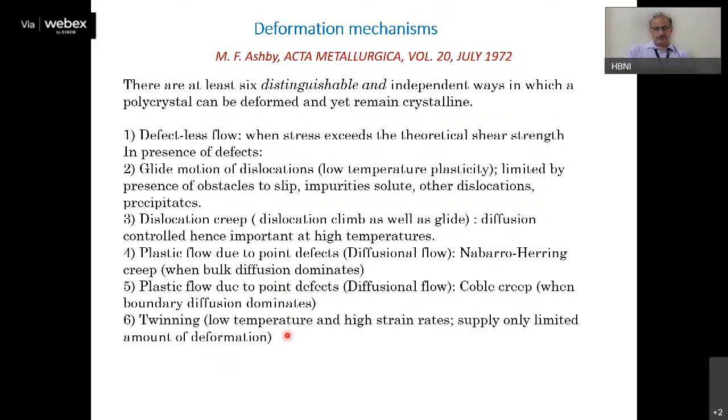And as we discussed, twinning is also one of the ways in which plastic deformation can happen. But of course, its contribution to the plastic deformation is very little. So the main mechanism which describes plastic deformation is glide motion of the dislocations. Twinning also happens, but it is mainly important at low temperatures, or it can happen at high strain rates, for example, under shock loading.